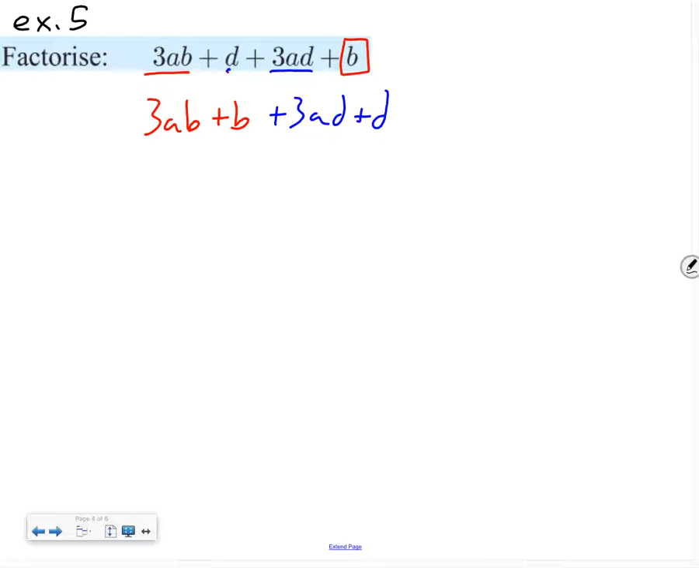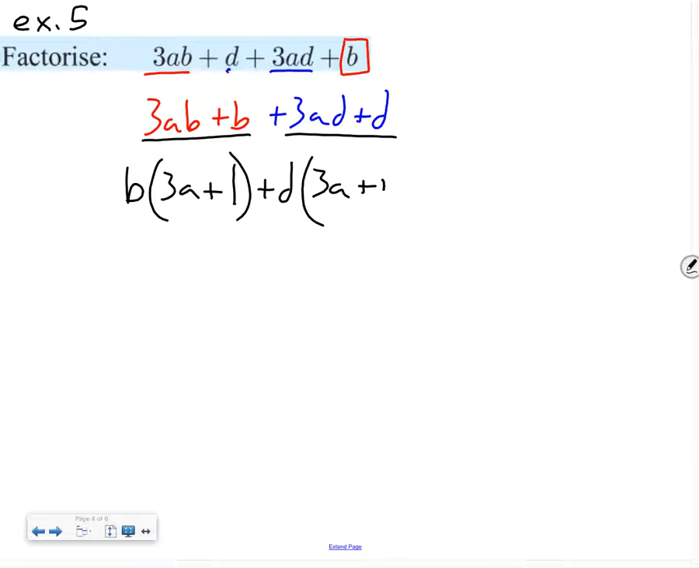So now I'm going to just look at these first two terms. What do those first two terms have in common? They both have a b, and that's why we grouped them like that. So now I can factor out that b, and now what's left? b times what is 3ab? Well, 3a. b times what is b? Well, that's just going to be a 1. Now for the next piece, I'm going to do the same thing. I recognize that they both have a d in common. I factor that out, and I get a 3a plus 1 here.